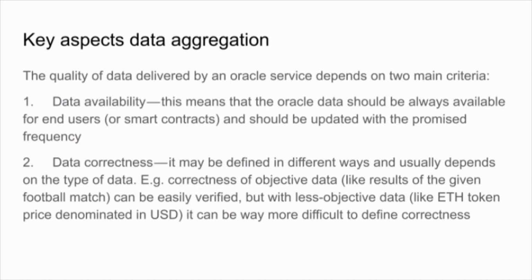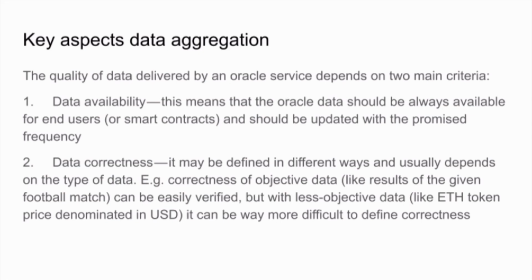The quality of data delivered by an Oracle service depends on two main criteria, guys. The first one would be data availability and the second one would be data correctness. Let's see the first one. Data availability. This means the Oracle data should be always available for end users or smart contracts and should be updated with the promised frequency.